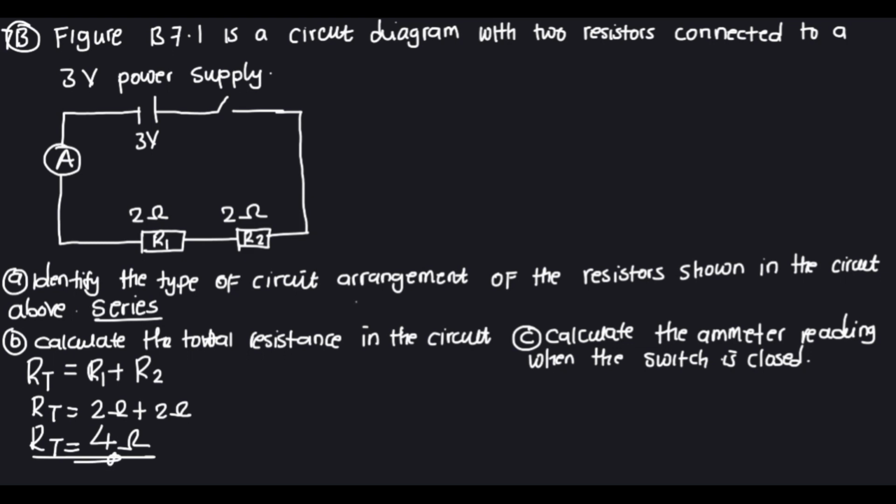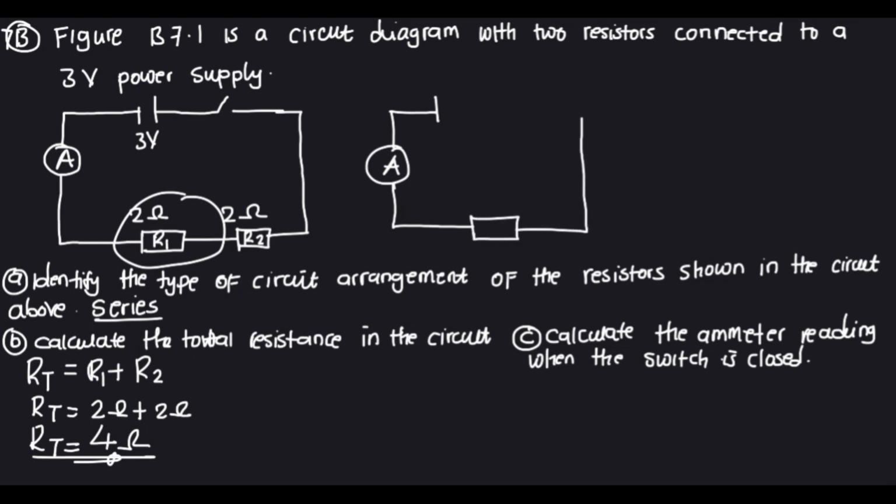Now we can move on to question C. Before we move on to question C, let's see if we can redraw the diagram. Let's see what we've done here. The picture here is that we've combined these two resistors to make one resistor. So that is what the picture is here.